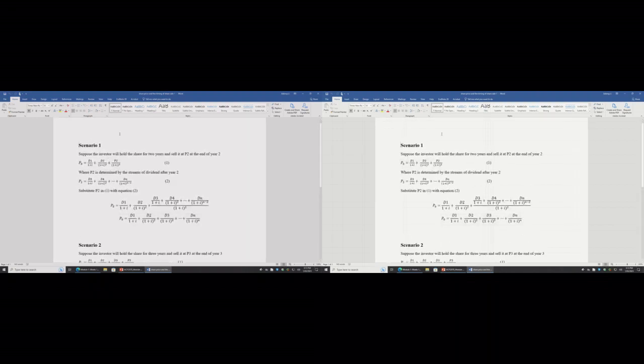Here we give you 2 scenarios, and they will actually give you the same result. In the first scenario, let's say the investor will hold for 2 years and sell the share at year 2, and let's suppose the price is P2. So using that formula, P0 is determined by the 2 dividends you got and also the price you sell the security at in the market 2 years later. Any question with this equation? That's just the general form for the equity price.